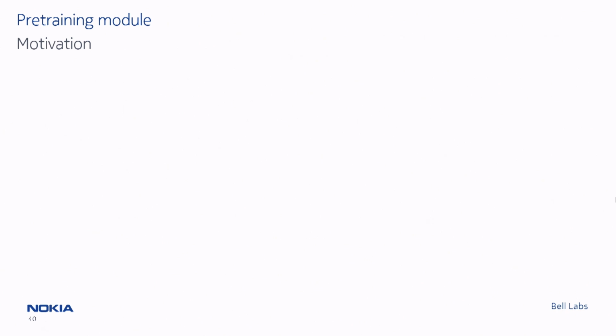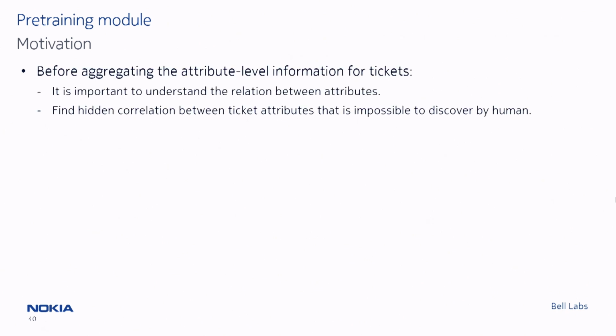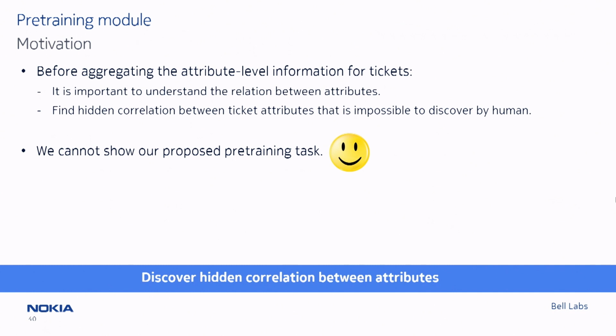For the pre-training module, before aggregating the attribute-level information for the tickets, it is very important to understand the relation between the attributes. Here we would like to find the hidden correlation between ticket attributes that is impossible for a human to discover. Again, we cannot show this proposed pre-training task because it's also submitted for a patent. But what we can say is that we want to discover hidden correlation between the attributes.